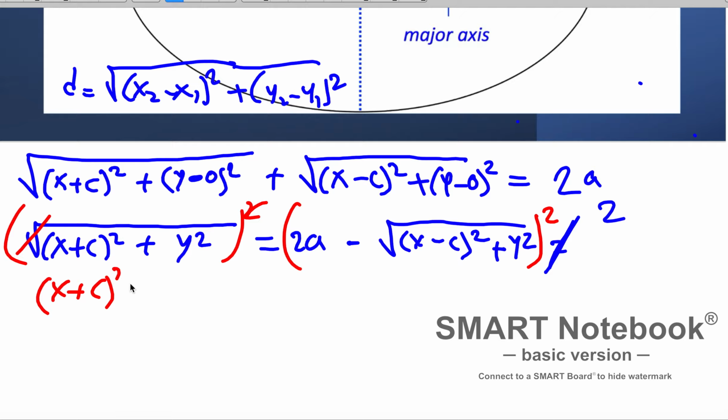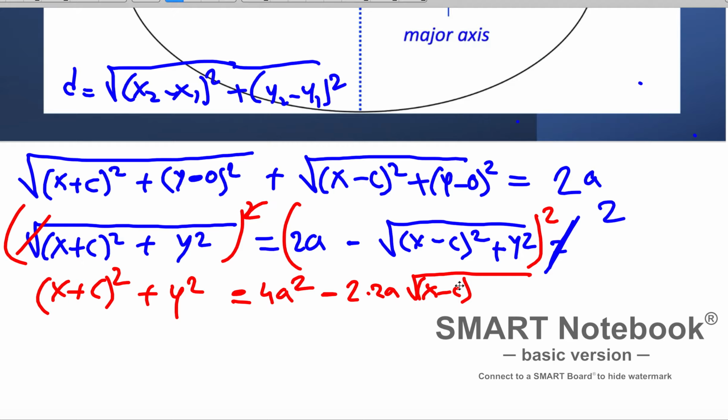Okay, so let me do one extra step. Plus y squared is equal. And now this one I'm going to expand. If I'm expanding this, 2a squared is going to be 4a squared, minus 2 times the first term times the second term, which is 2a times the second term, the radical of x minus c squared plus y squared, plus the second term squared. If I'm squaring the second term, everything is going to remain just the radicand. And here is going to be x minus c, everything here squared, plus y squared.